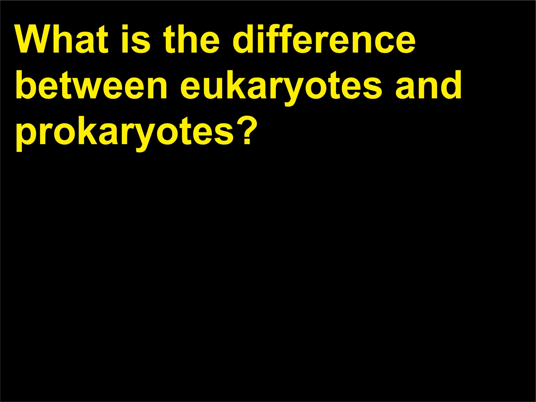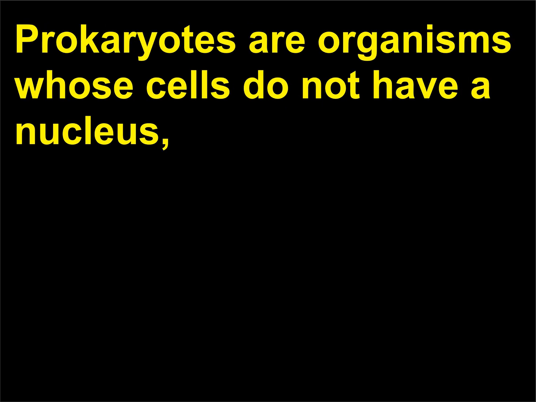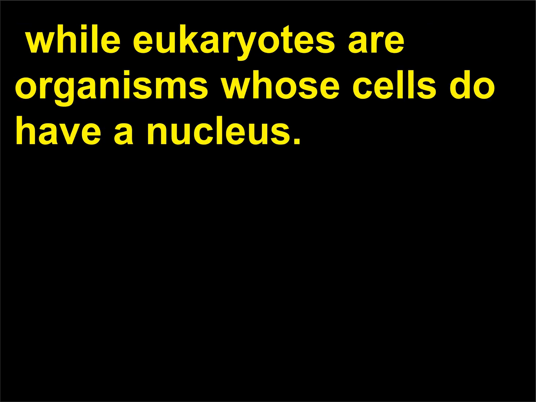What is the difference between eukaryotes and prokaryotes? Prokaryotes are organisms whose cells do not have a nucleus, while eukaryotes are organisms whose cells do have a nucleus.